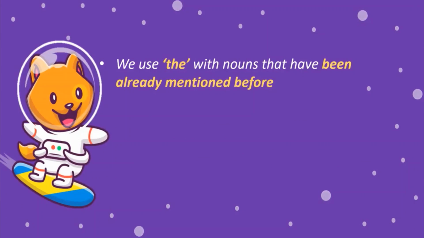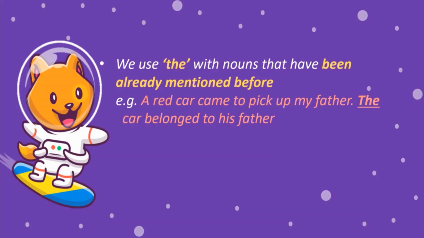Next is the use of the. We use the with nouns that have been already mentioned before. For example, a red car came to pick up my father. The car belonged to his father. So here, the car is a specific one, that is the red car which came to pick up my father. So it has already been mentioned before.